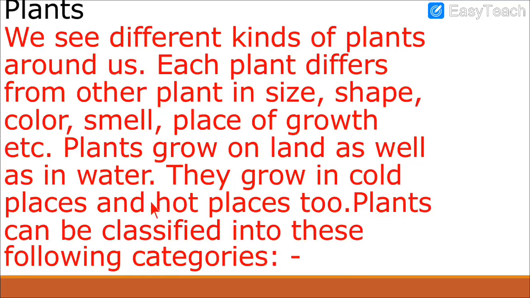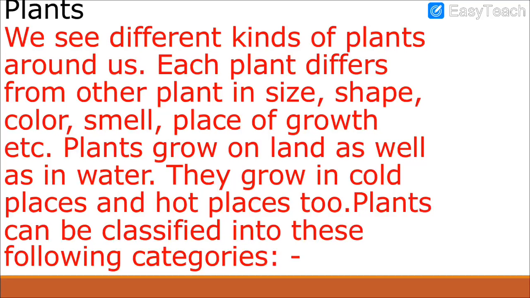They grow in cold places and hot places too. So the places can be hot or cold, meaning the temperature. In summer it is very hot, in winter it is very cold. So there are different types of plants. Some plants need a cold atmosphere, some plants need a hot atmosphere for growing. So based on that also, plants are of different categories. Plants can be classified into the following categories.